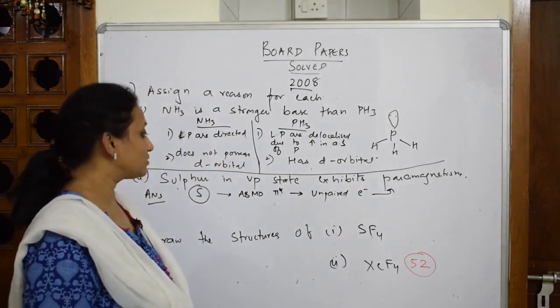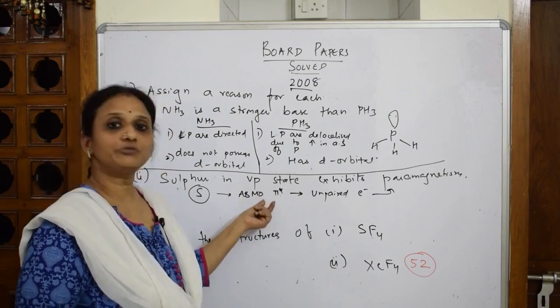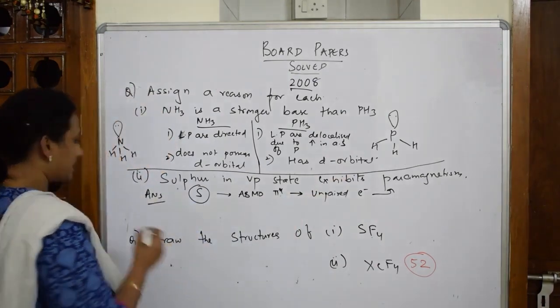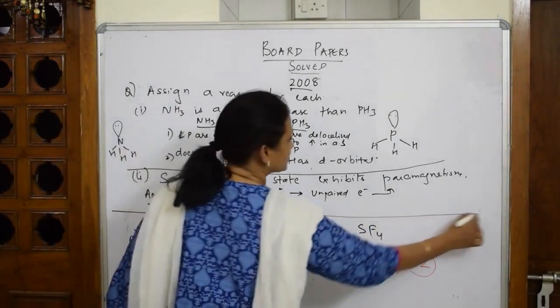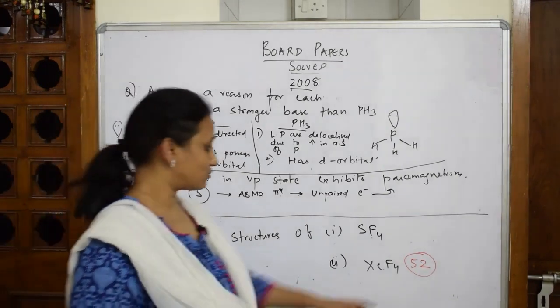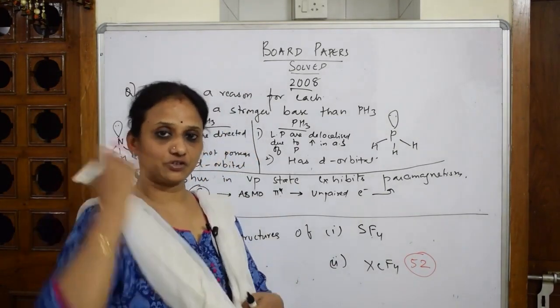So what does the examiner want you to write? This is your answer which the examiner is expecting. Where do you find the unpaired electrons? If unpaired electrons are present, automatically it is paramagnetic in nature. This is also done. Next question, draw the structure of XeF4. As I said, watch video number 52 where I have drawn all the structures of xenon compounds.